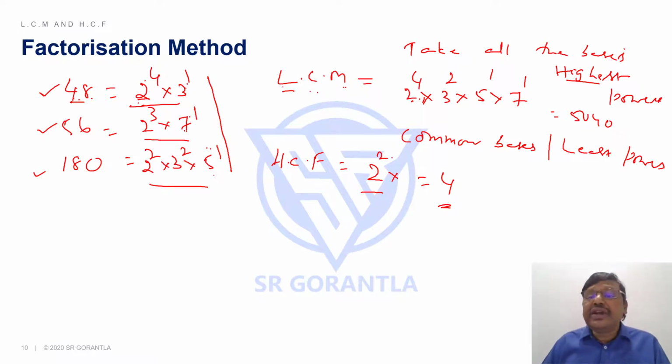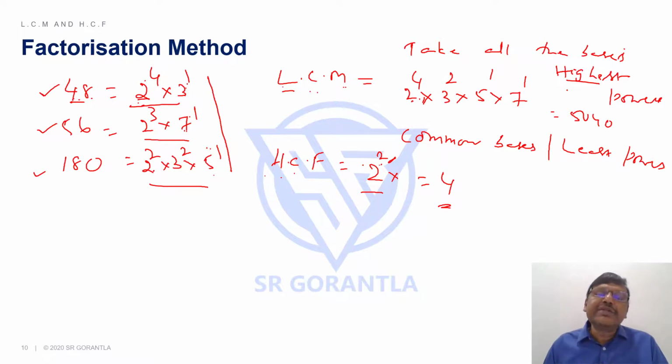See, why should I take the least power? Because HCF should divide all the numbers, which means it cannot be bigger than the numbers. Yes or no? Suppose if I take 2 power 4, then it will not divide 180, because 180 doesn't have 2 power 4. So it is quite opposite. LCM means you are taking the highest power. HCF means you are taking the least power. You can remember it that way, right? So this is how you can find LCM and HCF by the factorization method.